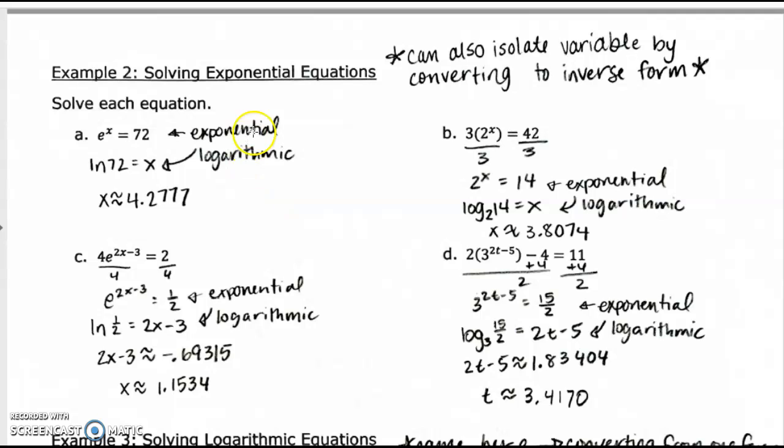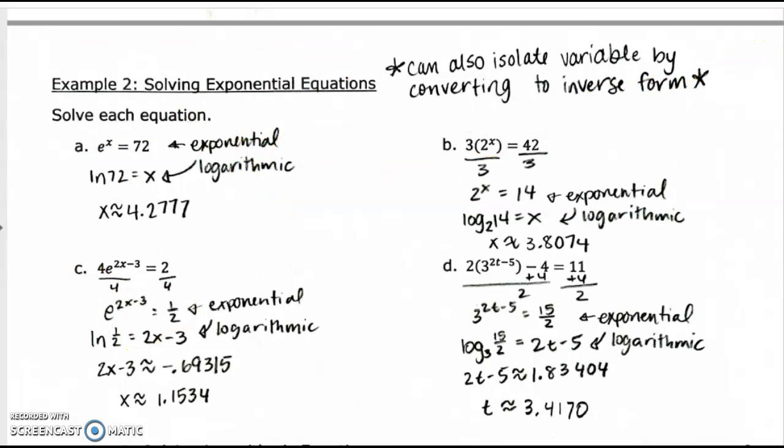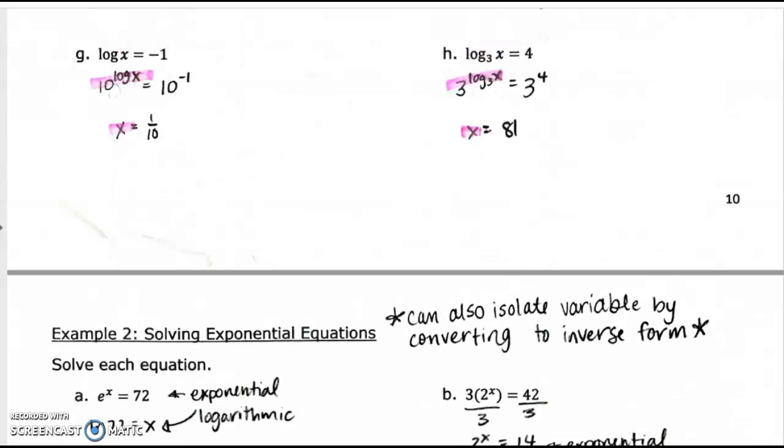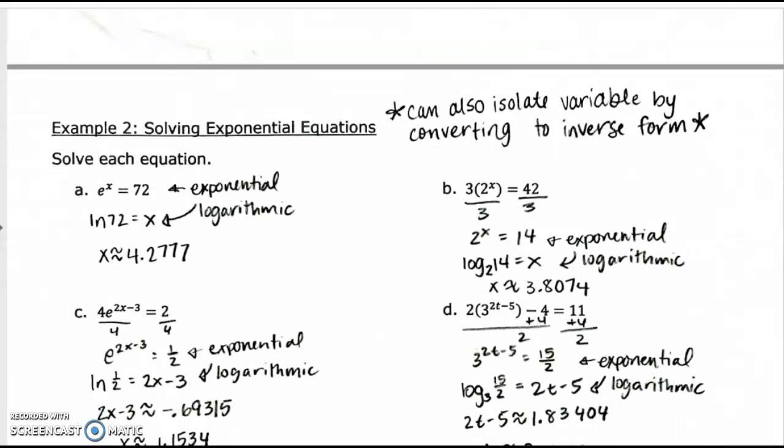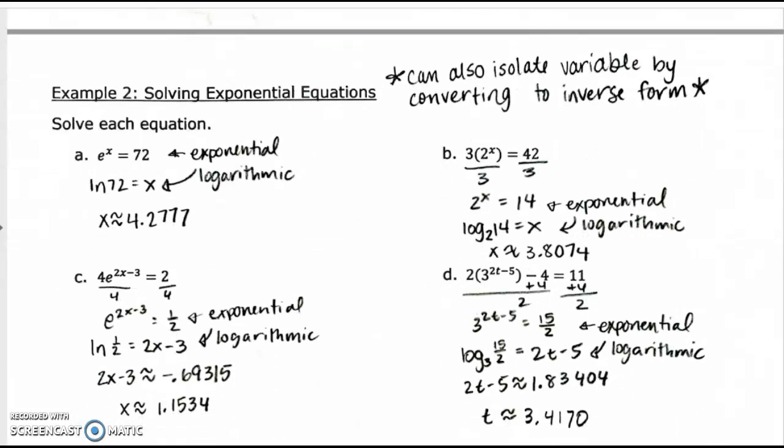Okay, so what I want to talk about is that sometimes it's a little bit cumbersome to apply an inverse property, but another way that we can think about an inverse property is to convert whatever type of equation we're given, whether it's a logarithmic or an exponential equation, to its other form. So in letter A, we're given an exponential equation, e to the x equals 72. I can convert this into a logarithmic equation instead of taking the natural log of both sides.